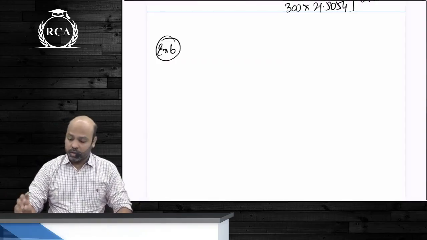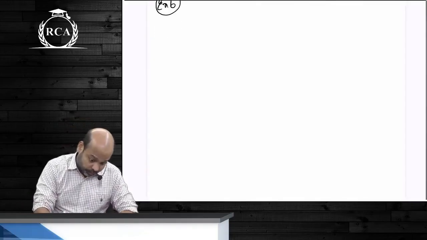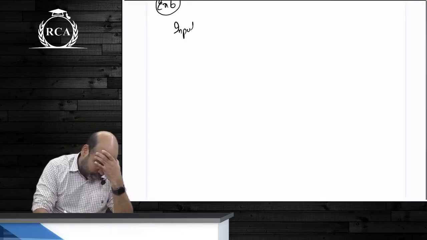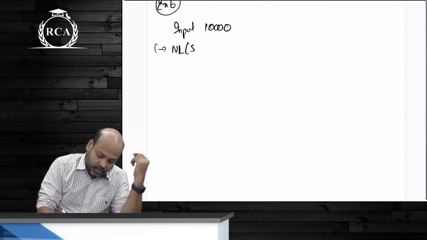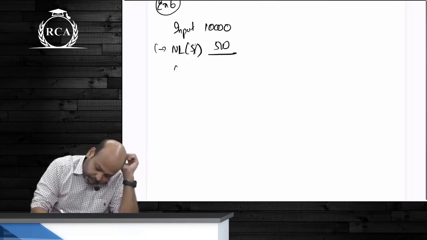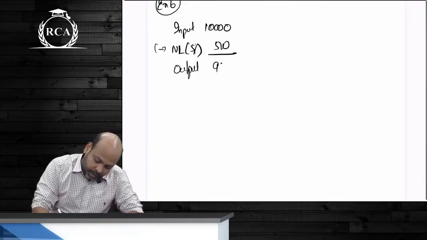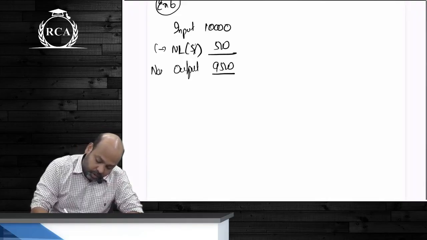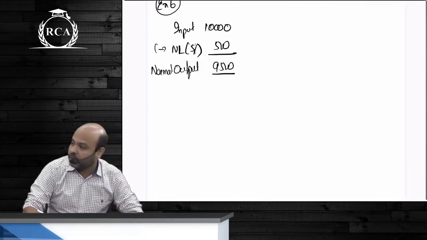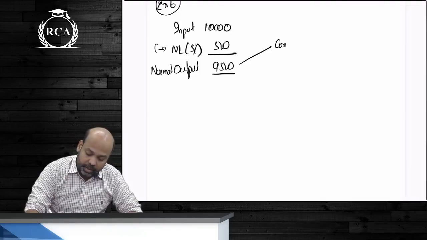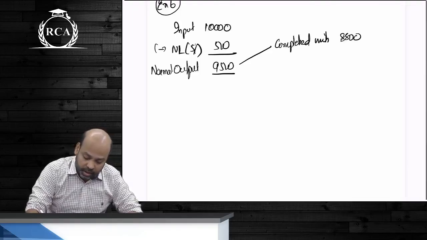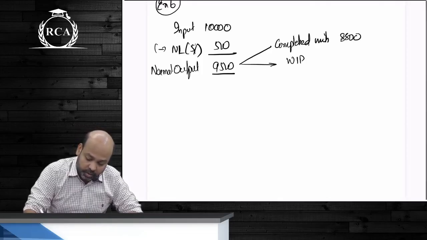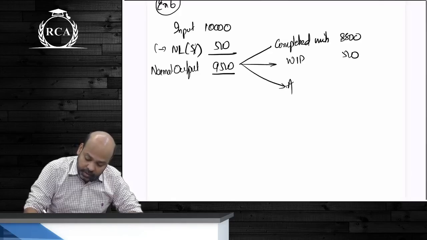So pay attention. Input कितना बोला बेटा मैं? 10,000 units. जिसमें से normal loss कितना है? 5%, बेटा, 500. Our output, guys, will be 9,500. This should have been my normal output. But if I compare this, guys, my completed units are how many units? 8,800. How much is your work in progress? It doesn't add up. The balancing figure, beta, will become abnormal loss.